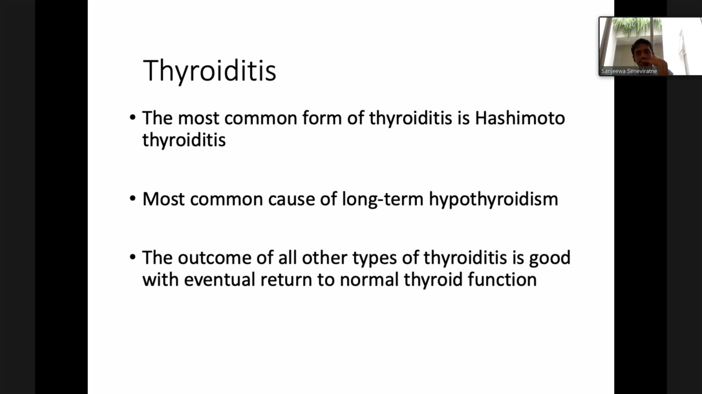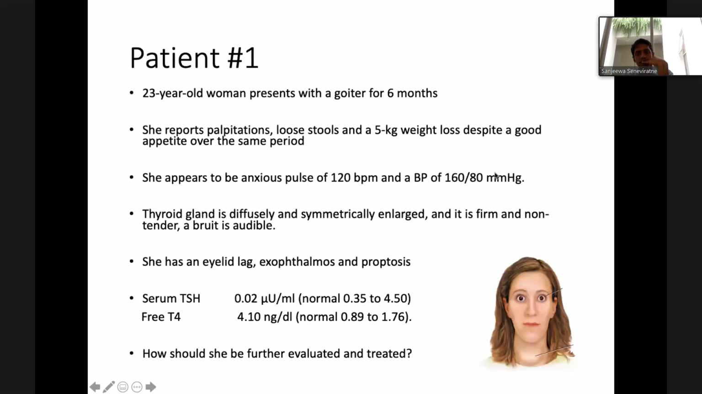Any other questions? Okay. So we'll go into the first case scenario, Graves' disease.